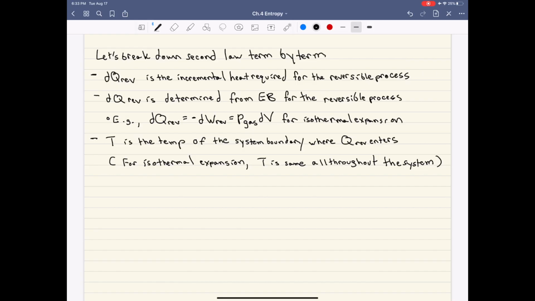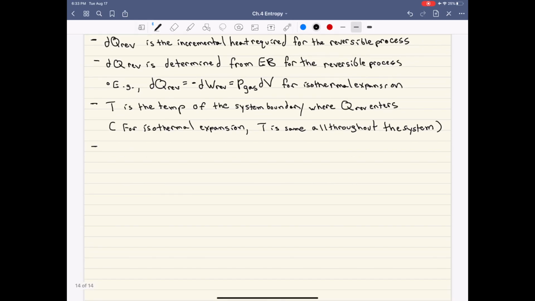Now, whenever we take the integral of dq rev over t, remember this is dq on top and then just temperature on the bottom, not d temperature. Okay? So when we take the integral of dq rev over t, the answer we're going to get depends on whatever the relationship between dq rev and temperature is.